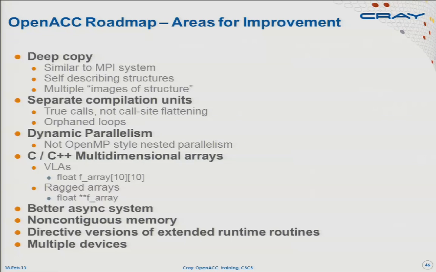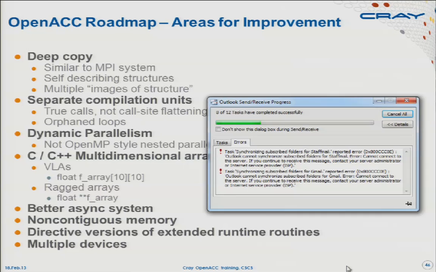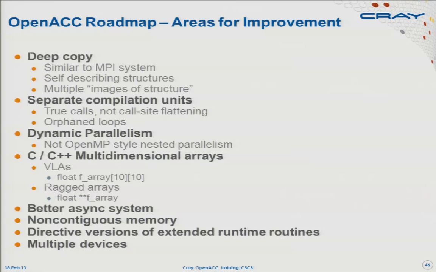Better use of not having to inline stuff and using dynamic parallelism. That's partly addressed in version 2. As I said, multi-dimensional arrays need to be better handled. The async system is improving now, with this ability to go to a more task-based dependency tree instead of simply streams of tasks. Dealing with non-contiguous memory is a problem. Some of the extended runtime routines, the ones that are really useful, should really have directives to do some of this work. And support for multiple devices is not something that the Cray compiler has really had to deal with so far.